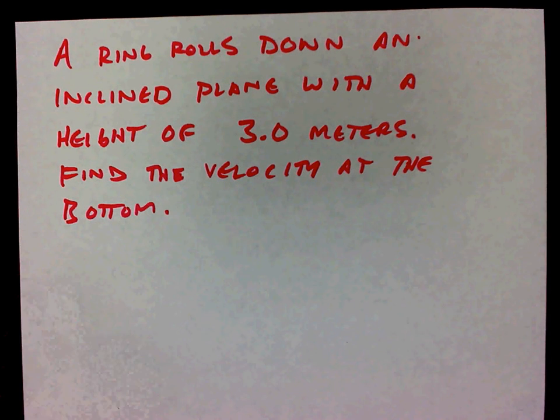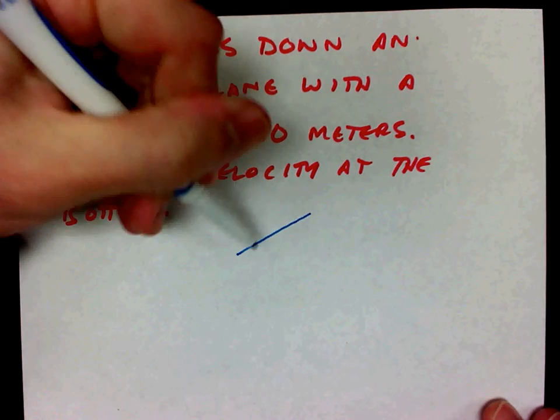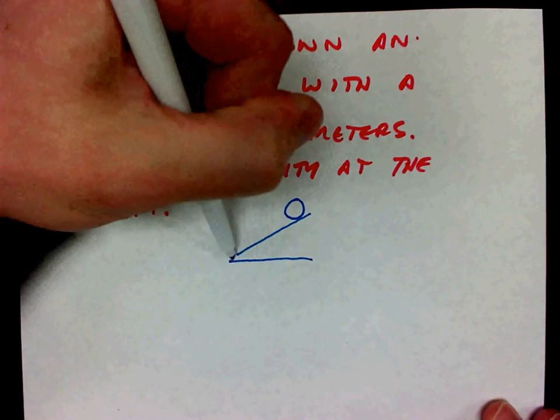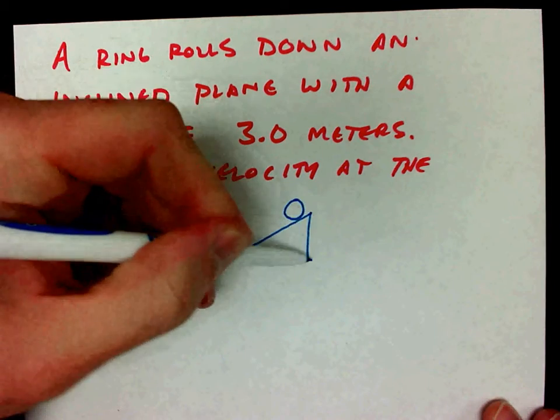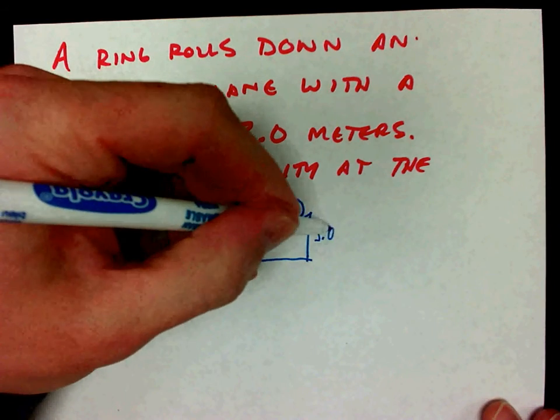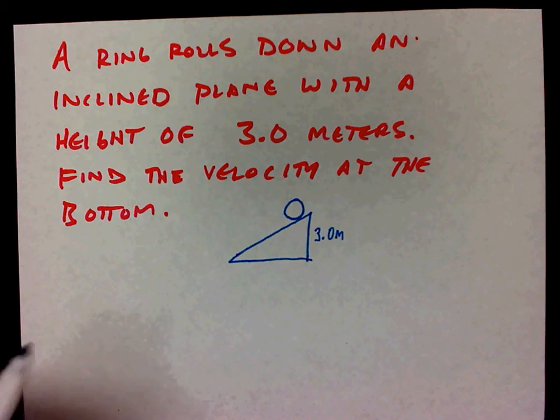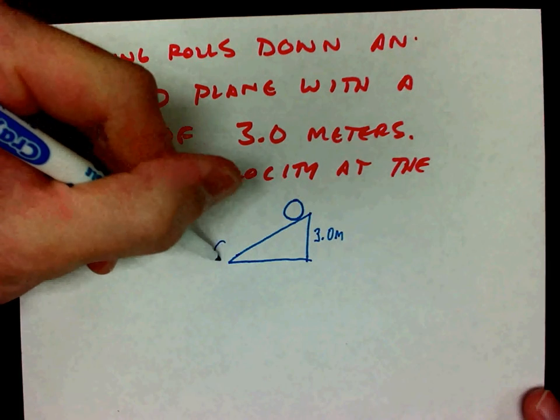Got a ring, and that ring is rolling down an inclined plane with a height of 3 meters, and it wants us to find the velocity of this thing at the bottom. So the drawing is going to look basically exactly like what we had on that previous piece of paper. Something like this. We do know that this height is 3 meters. Seems like not a lot of information, but let's jump in and try to figure this out. It wants the velocity, how fast this thing is moving once it gets down here to the bottom.